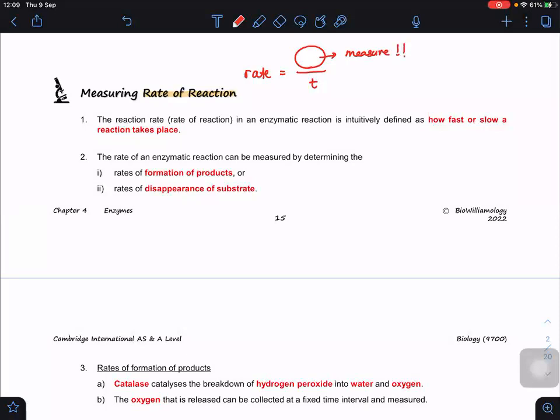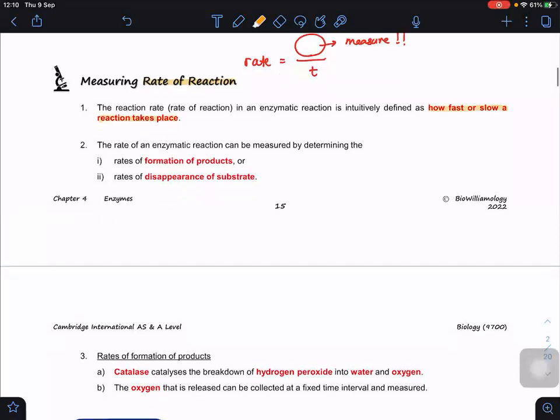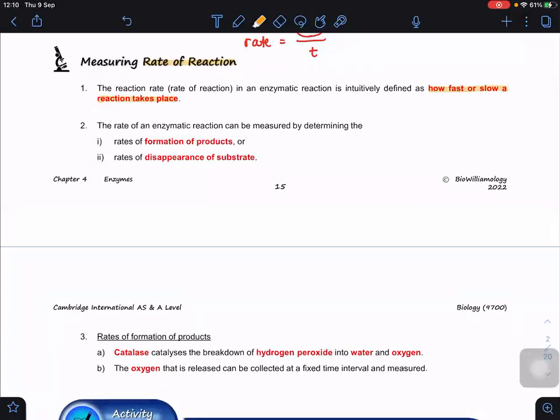Okay, you don't tell me, oh, color change. Then you won't be able to give us a measurement. So it must be something that can be measured. Okay, so the rate of reaction in an enzymatic reaction is defined, very simply, as how fast or slow a reaction takes place. And we can measure it by determining the rate through the measurements of how fast we can form a product or how fast the substrate can disappear.